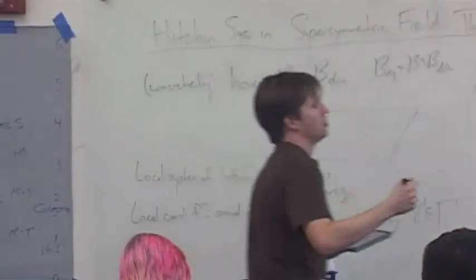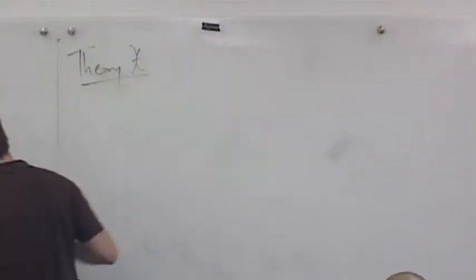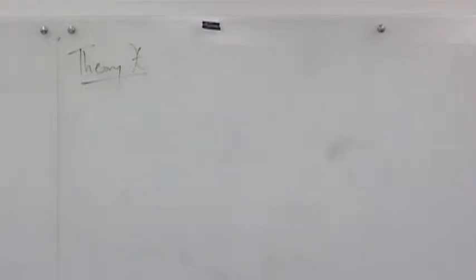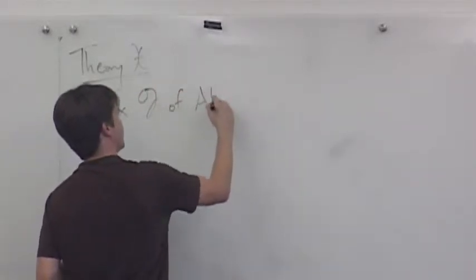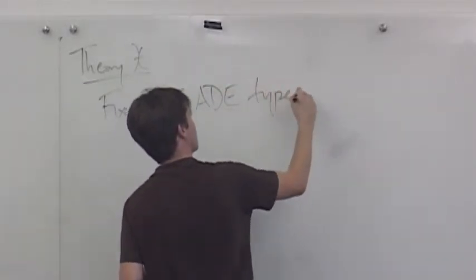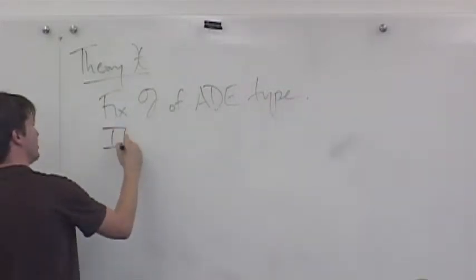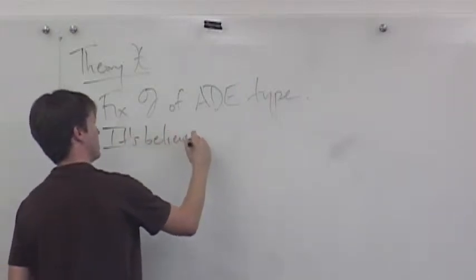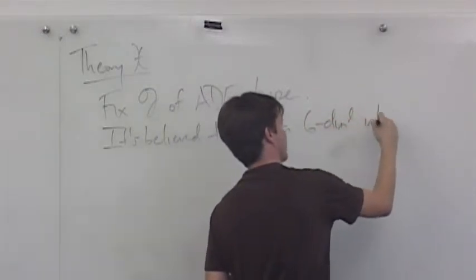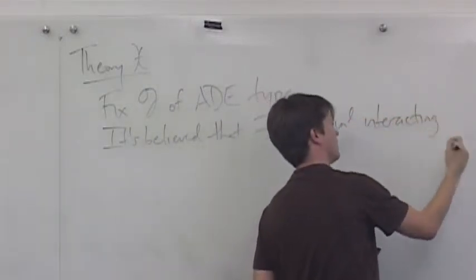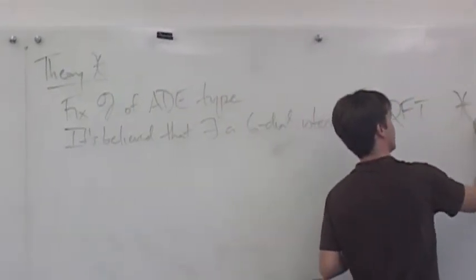So the starting point, of course, is the same as in David's talk, but I'll repeat a little bit. Let's fix now a Lie algebra G of ADE type. Then it's believed by physicists that there exists a six-dimensional interacting quantum field theory, which I'll call X_G.